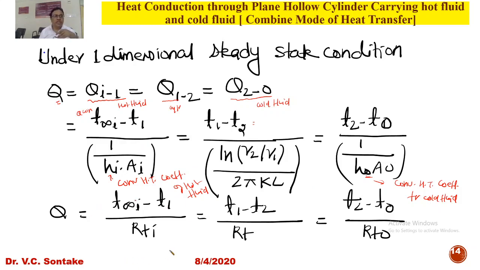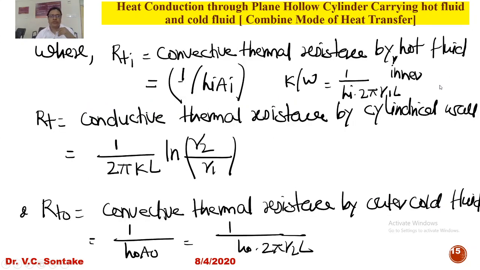Q is equal to T infinity i minus T1 over RTi, is equal to T1 minus T2 over RT, is equal to T2 minus T infinity o over RTo, where RTi is nothing but the convective thermal resistance by the hot fluid film, equal to 1 upon hi into Ai. This area is nothing but the inner surface area. It can be written as 1 upon hi into 2 pi R1 L.